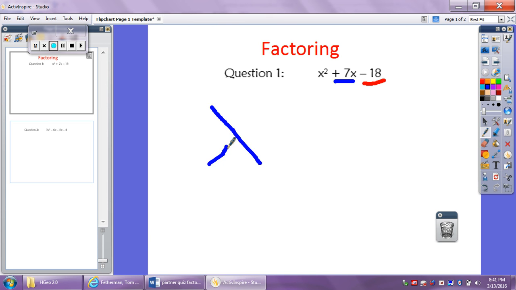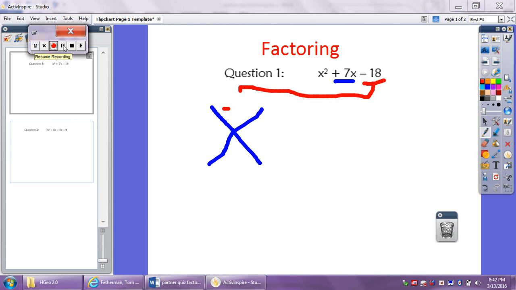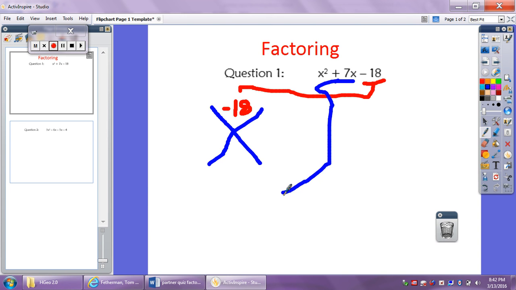and in this x I'm going to put my value of negative 18 because that's what we were multiplying to get. So I write in my negative 18. Now this might be a little sloppy for me because I'm trying to do it on a mouse pad. And then I'm going to write in my plus 7 down here. So this shows you that you need to find those two numbers that give you negative 18 and also 7.